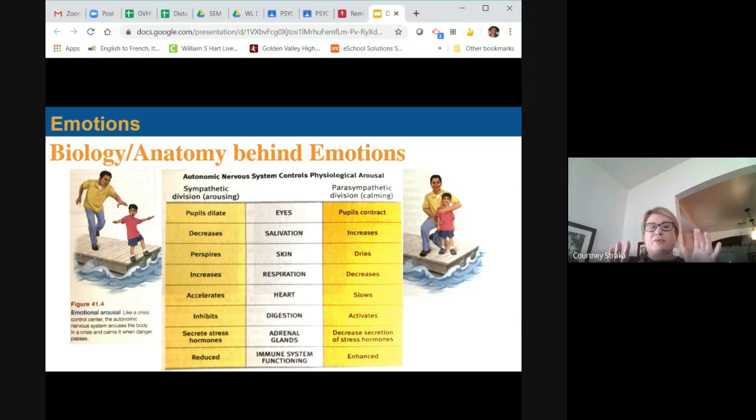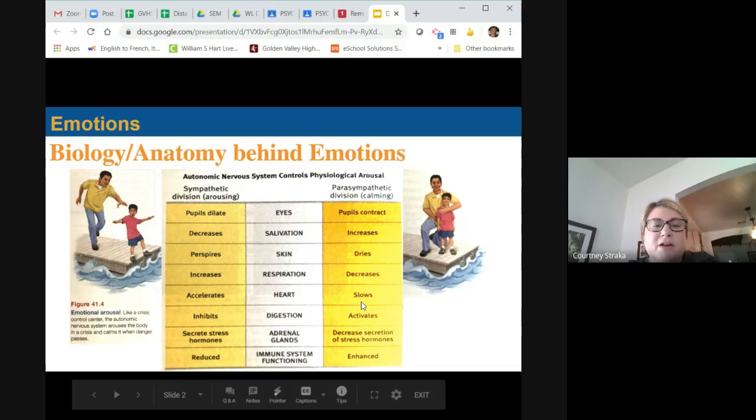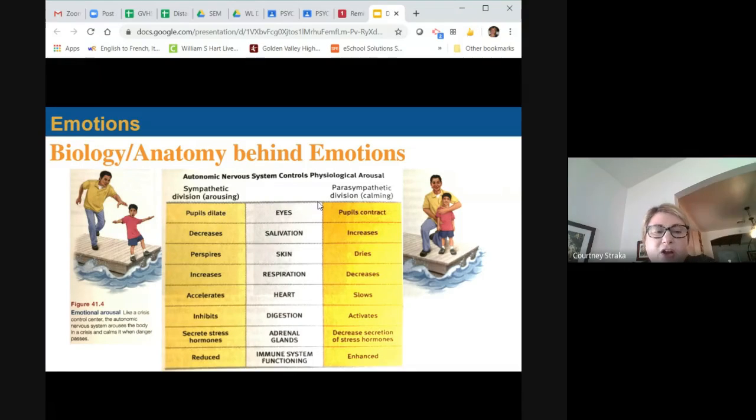Inside the peripheral nervous system, we've got the autonomic nervous system. So it's like a subcategory. And inside of that, we have two subcategories: the sympathetic and the parasympathetic division. Just as a reminder, these are all different body parts, and here's what's happening depending on the situation.